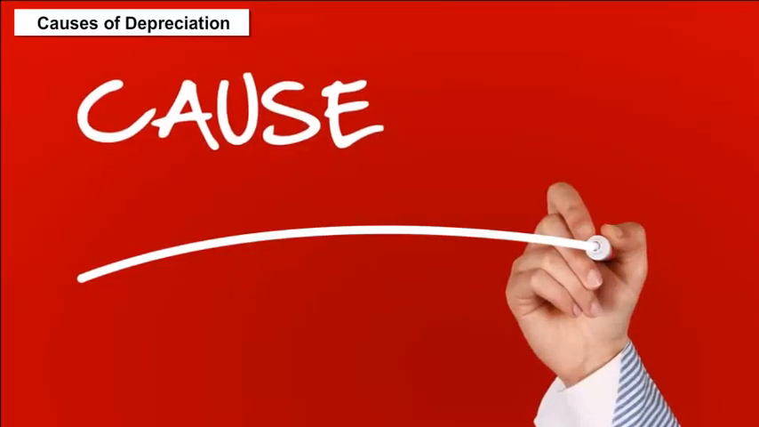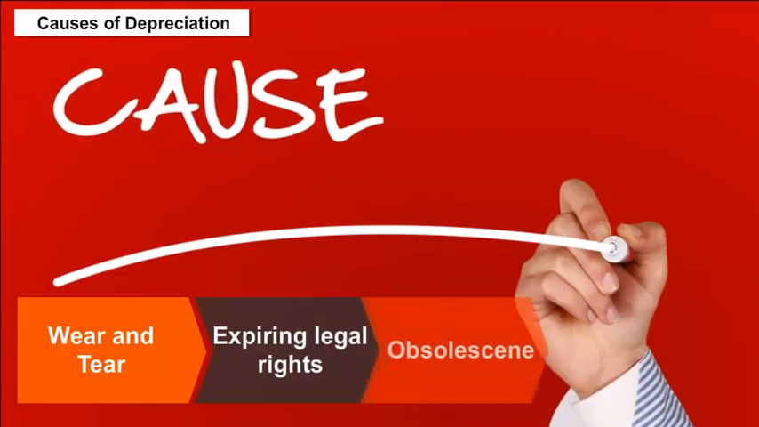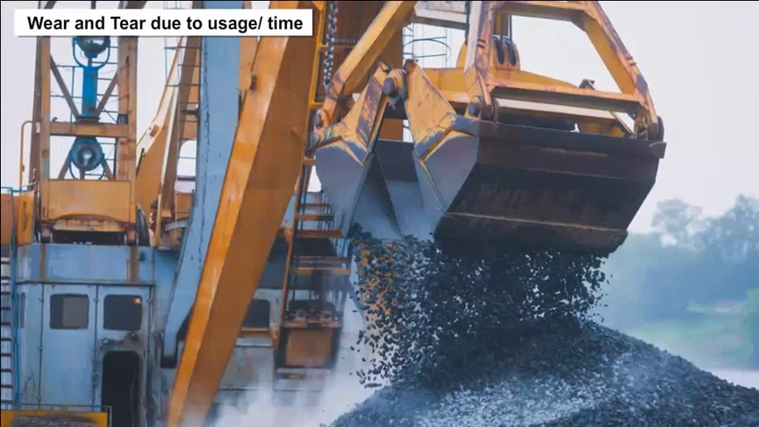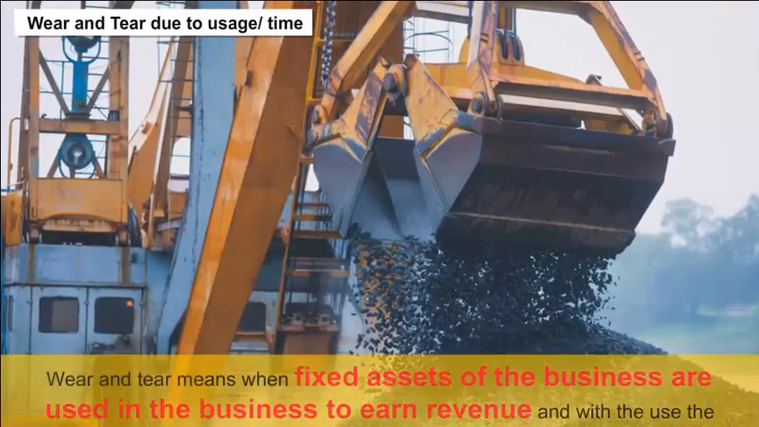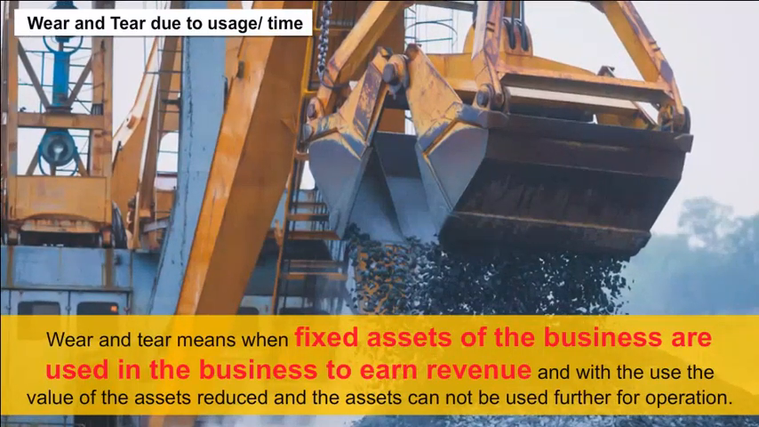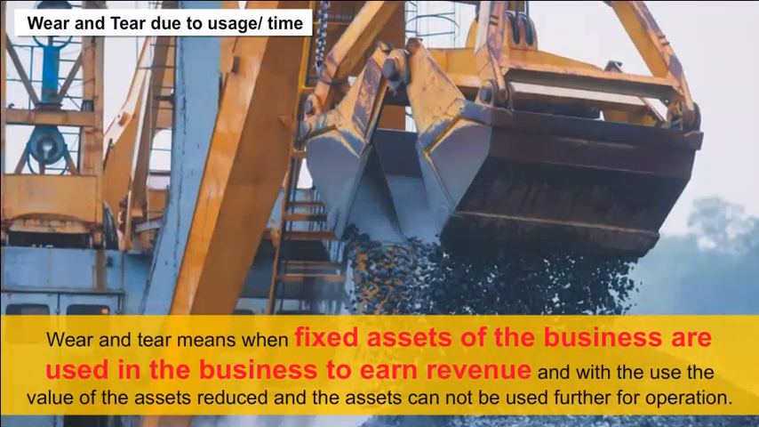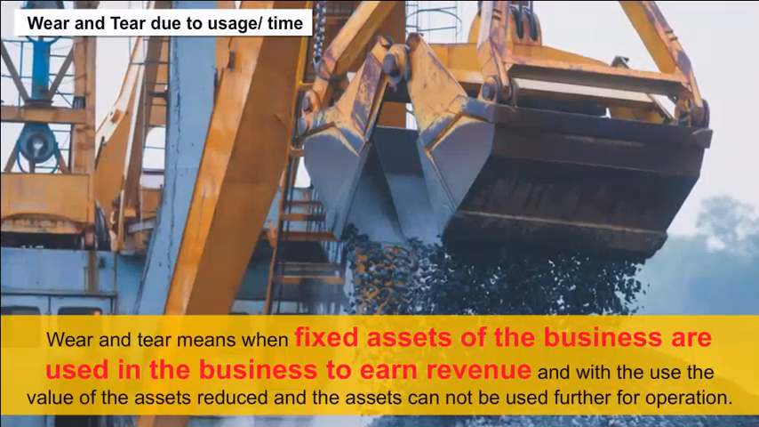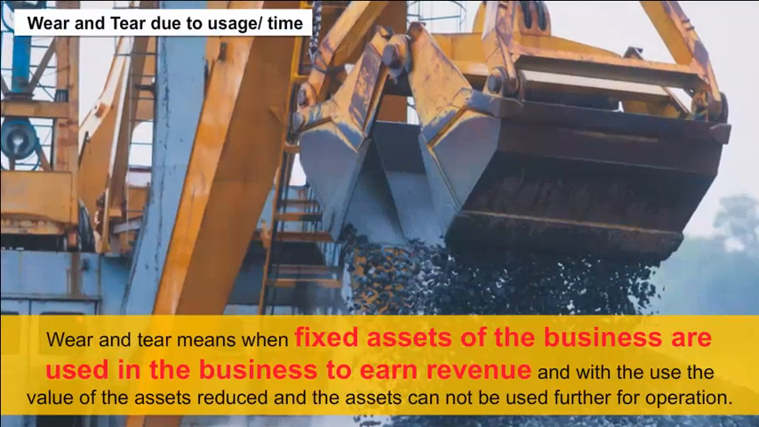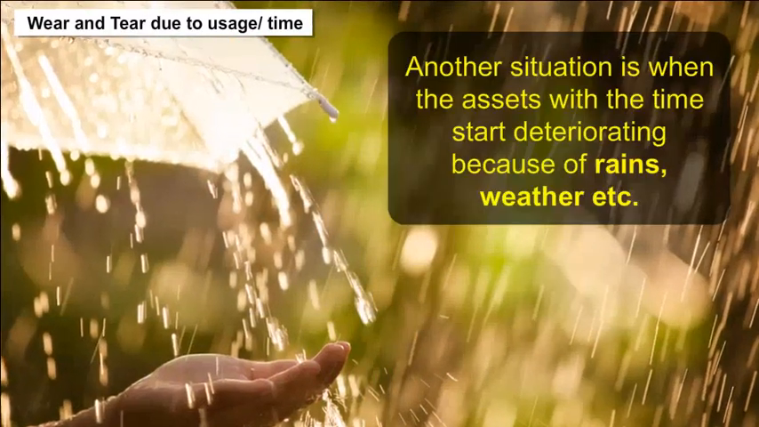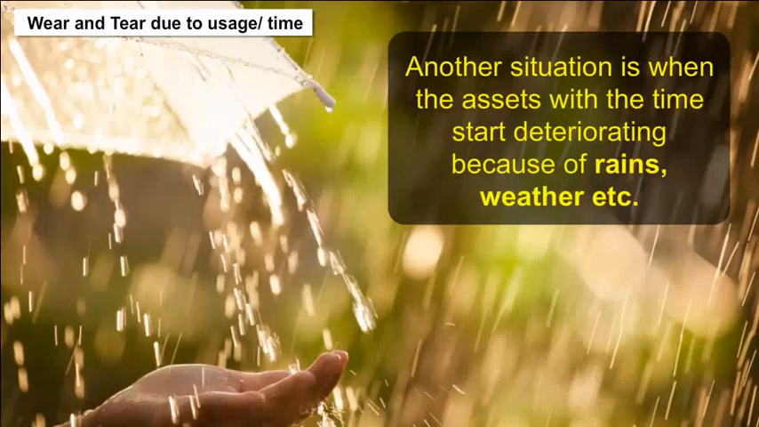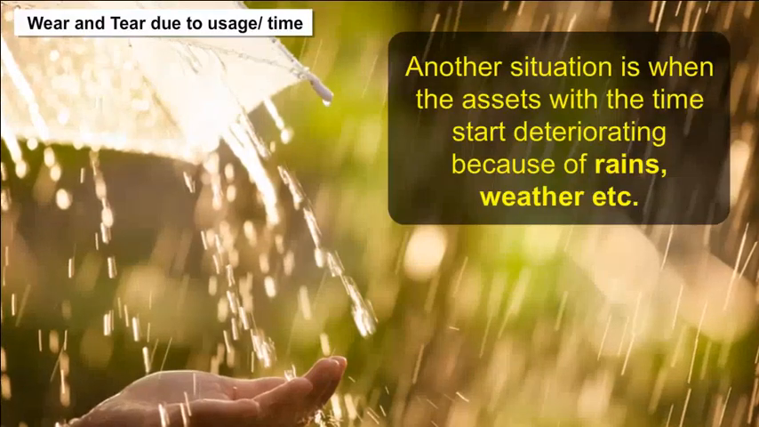Causes of depreciation. There are various reasons due to which we charge depreciation. Wear and tear due to usage or time. Wear and tear means when fixed assets of the business are used in the business to earn revenue, and with the use the value of the assets is reduced and the assets cannot be used further for operation. Another situation is when the assets with time start deteriorating because of rains, weather, etc.